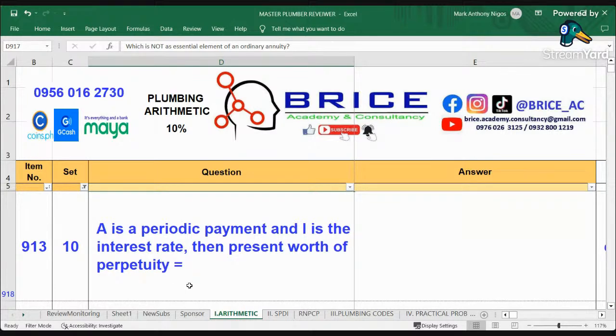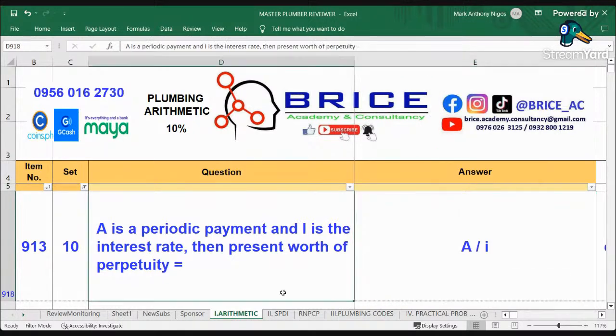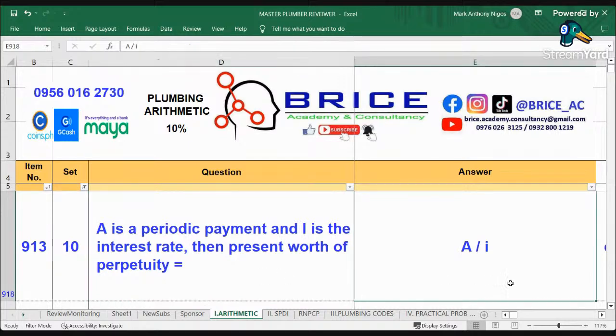A is a periodic payment and I is the interest rate. Then present worth of perpetuity is equal to what? The answer is A over I. A is a periodic payment and I is the interest rate. Then the present worth of perpetuity is equal to A over I.